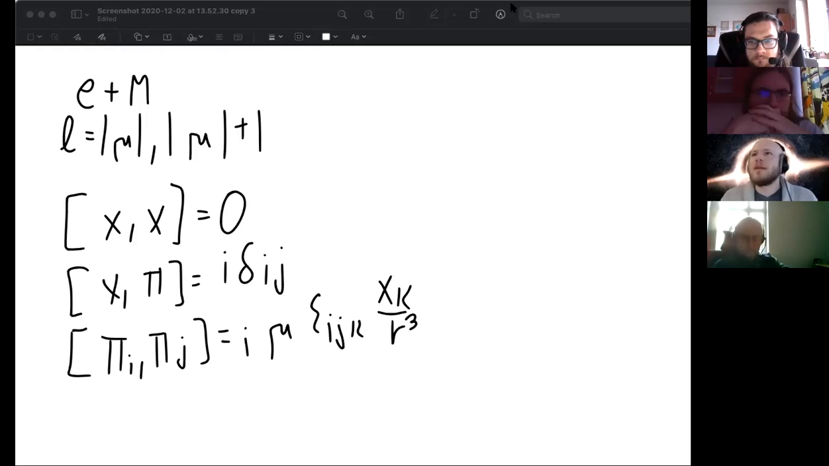And it goes like this. May I have a question before you make a new slide? Yes, I made it already, I just didn't share it. What is R cubed? So what is R? Is it the distance from the monopole? Yes, this is the distance from the monopole. So the momenta become more non-commutative when you're closer to the monopole. Yes. Okay, good. Thanks.